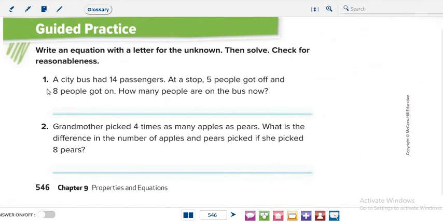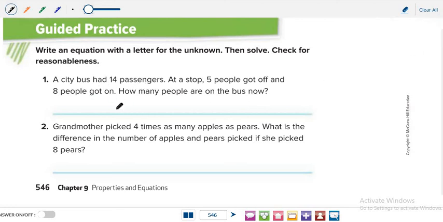Now let's solve question number 1. Write an equation with a letter for the unknown. Then solve. Check for reasonableness. Question number 1. A city bus had 14 passengers. At a stop, 5 people got off and 8 people got on. How many people are on the bus now? What do you think, grade 3? What 2 operations do we need to use?